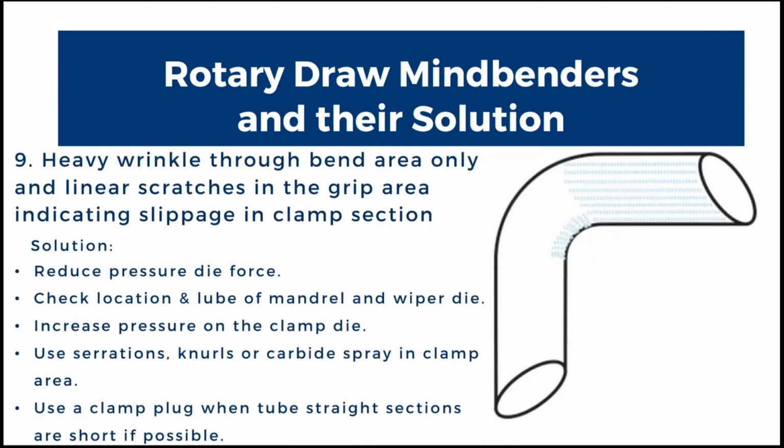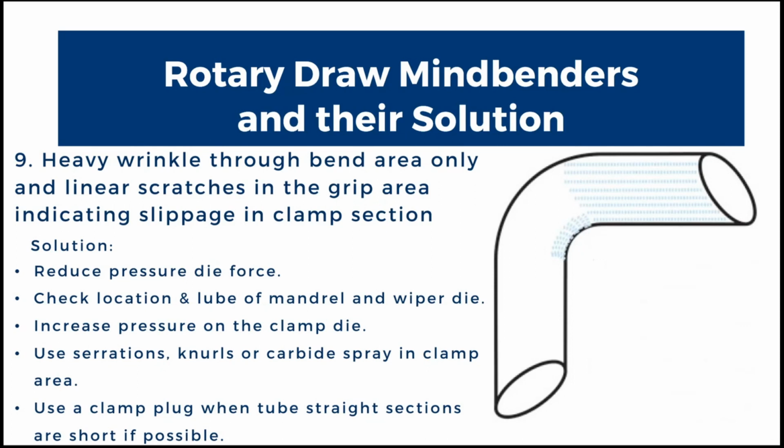Issue number 9, heavy wrinkle through the bend area only and linear scratches in the gap area indicating slippage in the clamp. The solution path begins by reducing pressure die force. Then check location and lube of mandrel and wiper die.